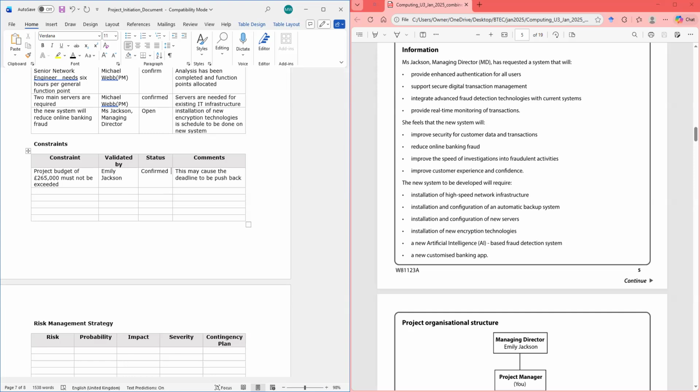So you have to think about that. The constraints will be affecting either time or scope. In my case, I put it may cause the deadline to be pushed back. Right? That's my constraint. All right. So if I exceed the budget, it's going to push back the deadline. All right. The other one.